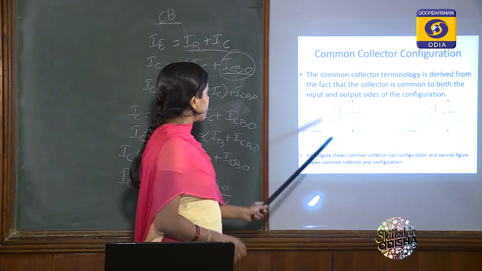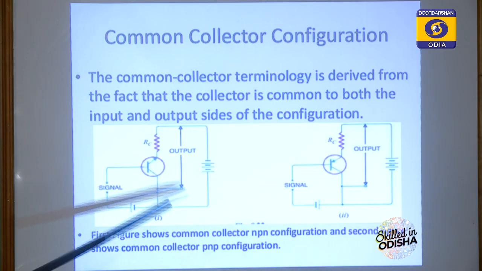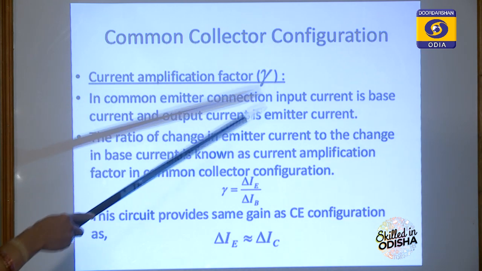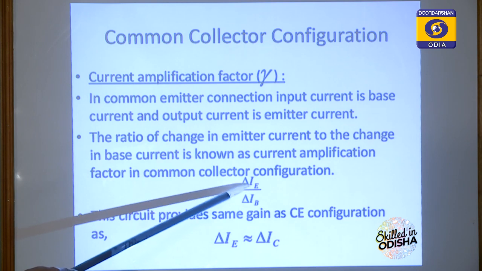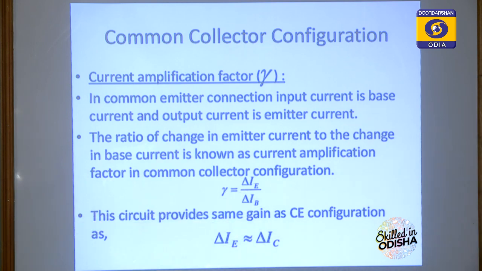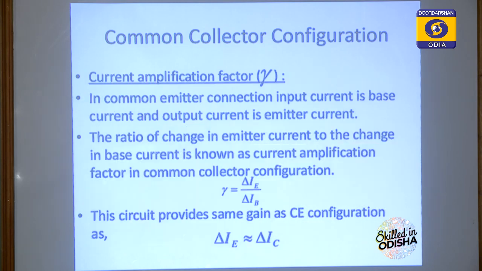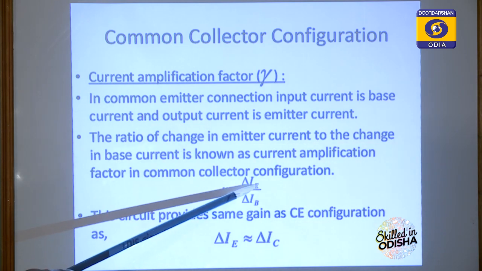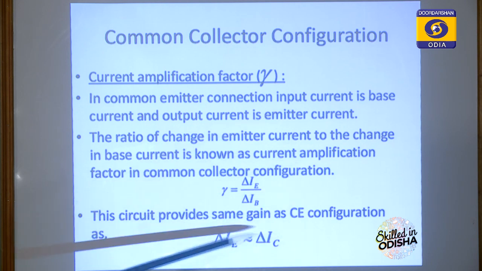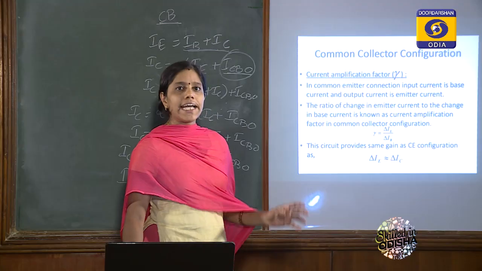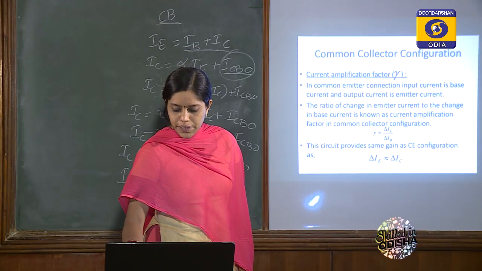Then this is the common collector configurations. Here the collector part is common to both. This is the NPN and PNP symbol, and here also the current amplification factor is denoted as gamma. Gamma is equal to output current divided by input current. For common collector configurations, output current is IE and input current is IB. So gamma is equal to change in IE divided by IB. Here gamma is also very large, because IE is very large as compared to IB.